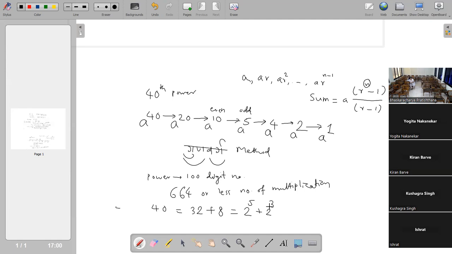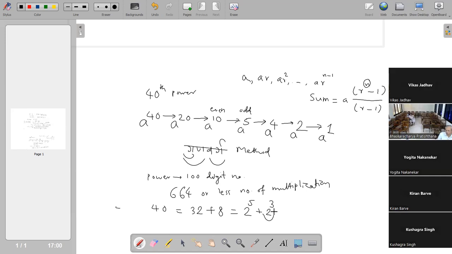And that's why at this stage you will see that there is a multiplication in between by 8. But otherwise, from 1 to 2 raised to 5, you are just squaring every time, 5 times. But because of this 2 raised to 3 in between, you have to multiply by a. So this is a kind of Horner scheme.